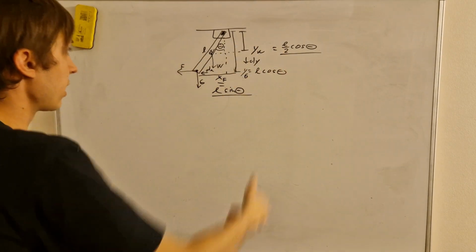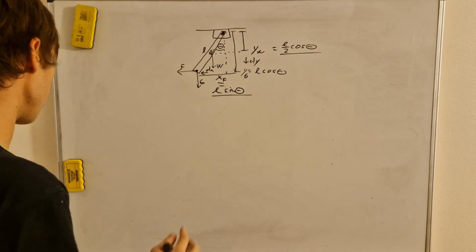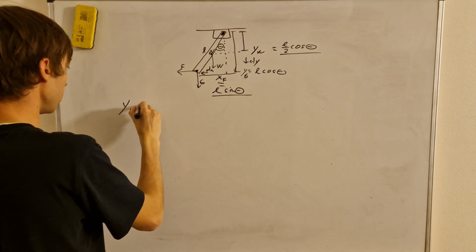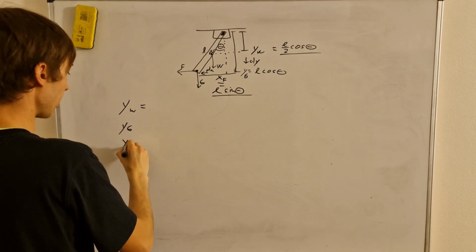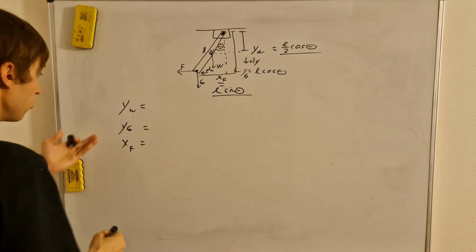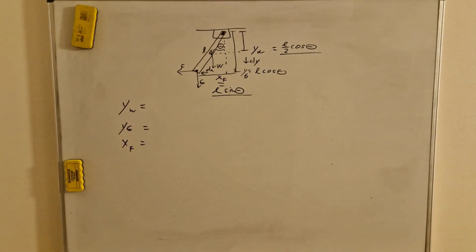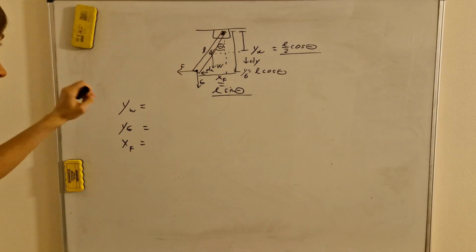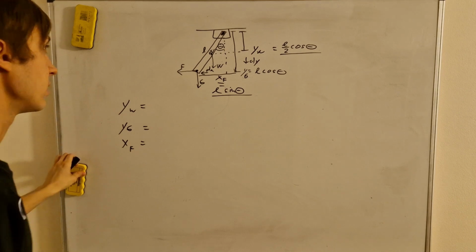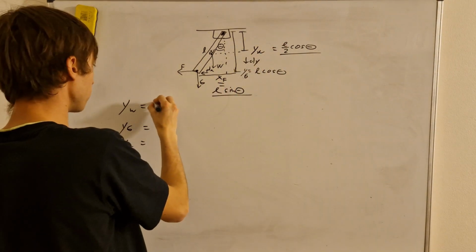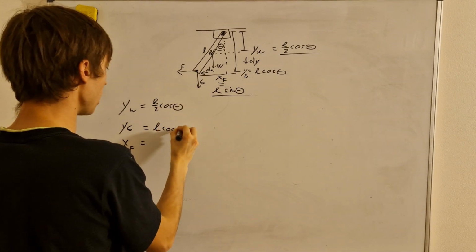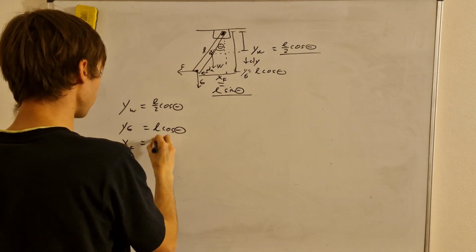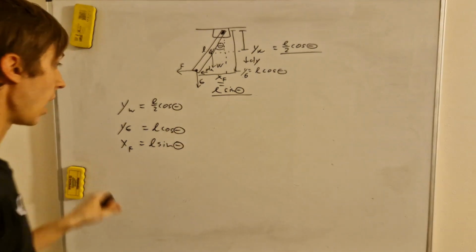So this might already look like a complicated and confusing example, but we can just write out the three distances that were identified. So y sub w, y sub g, and x sub f. These are one-to-one for each of the forces we have. Their distance from the reference point here. And so, y sub w is this, and so on. So, L over 2 cosine theta. And then y sub g, L cosine theta. And x sub f is L sine theta. And now I want to find the differential.